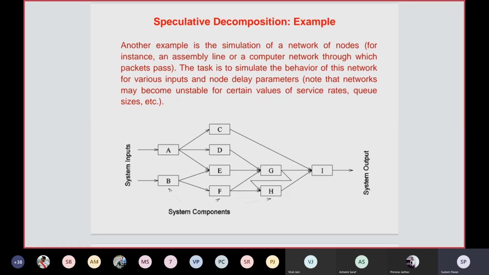The task is to simulate the behavior of this network for various inputs and node delay parameters. The delay parameters might be related to the queuing delay, buffering delay, and transmission delay. These kinds of delays are possible at every intermediate node or the source and target node also. That kind of study or simulation you can perform using speculative decomposition.